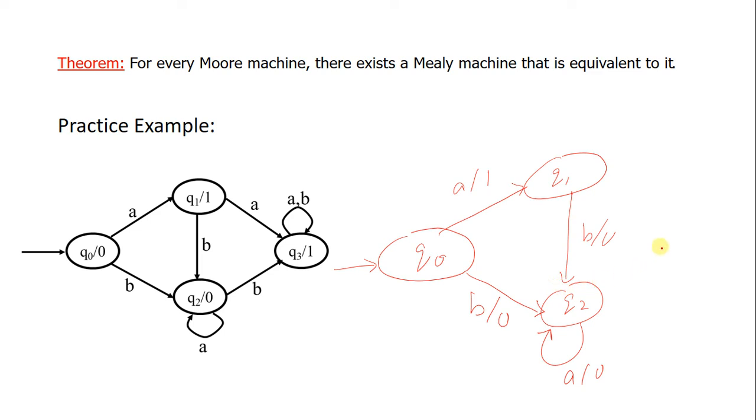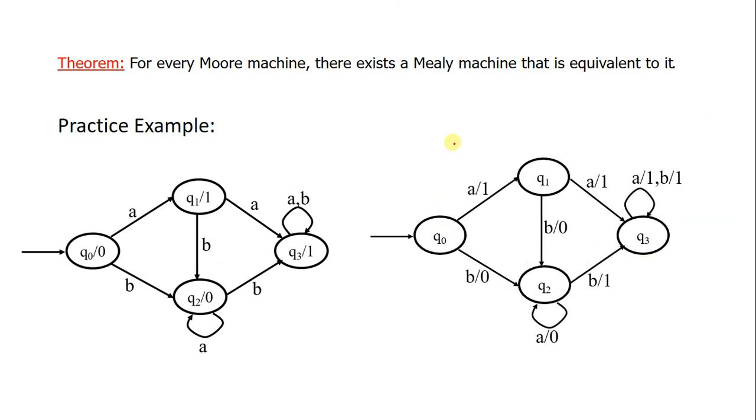Then we have this Q3. And output is 1, so we will write the output on the edges. So this edge will have output 1, this edge of A and B will have output 1, and this B edge will have output 1. So this is the equivalent Mealy machine. So this is, you can say, a clean picture of this. So that's it.